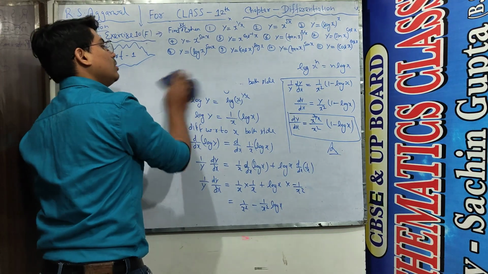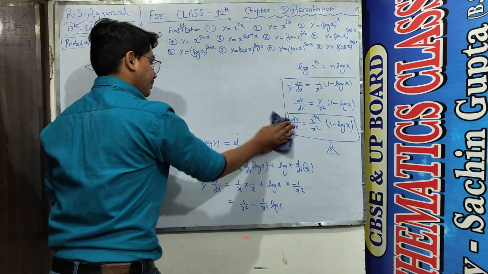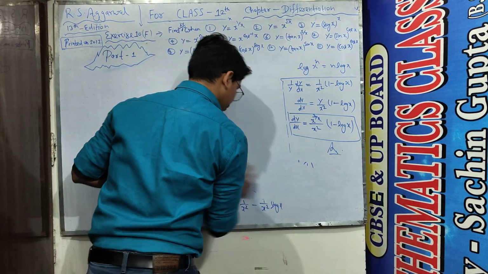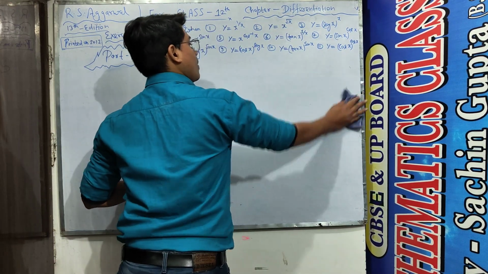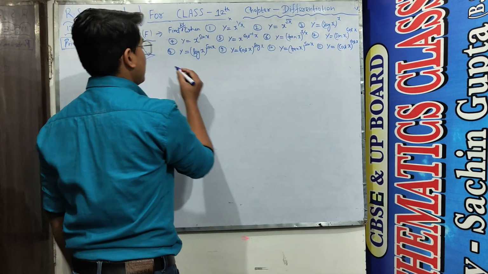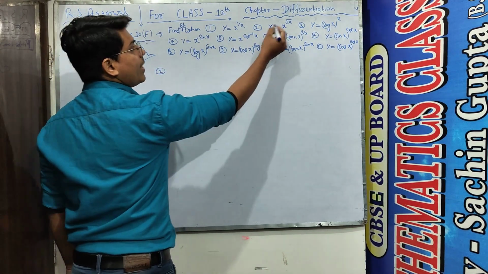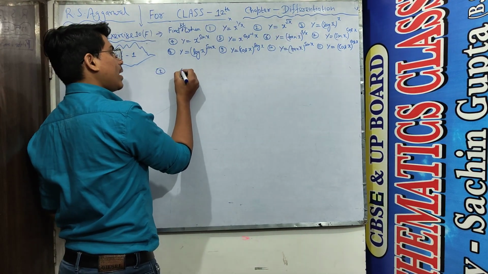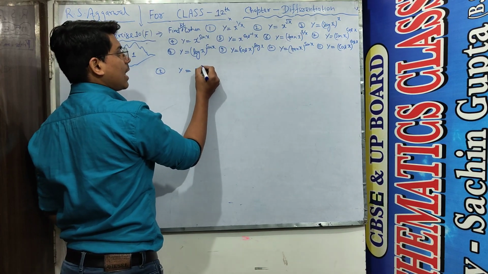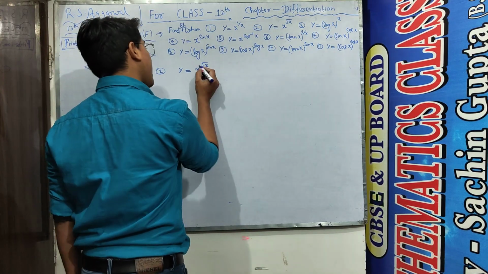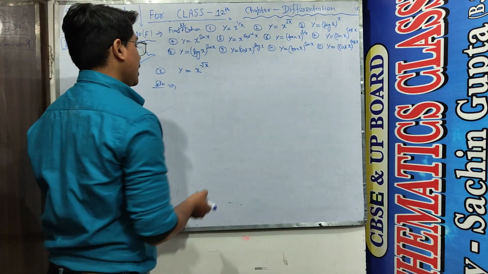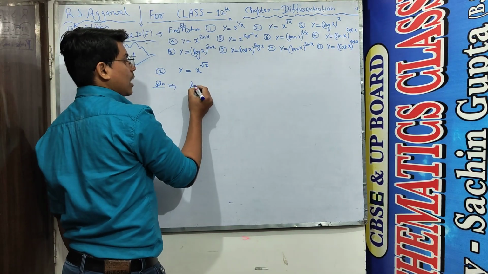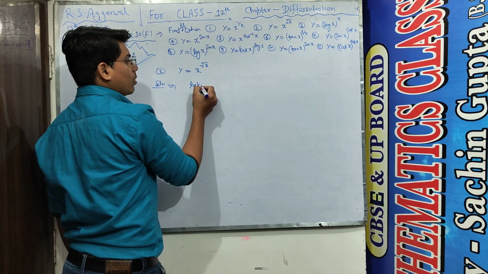Now we go to question number 2 and its solution. Question number 2 is given to us: y equal to x raised to the power under root x. As I said before, these types of questions are solved by taking log on both sides.